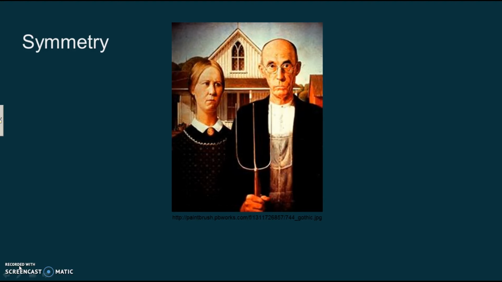For instance, this famous painting that's called American Gothic is also a great example of symmetry. Even though the two sides are not mirror images of each other, they still have equal weight and they're centered. So this is a great example of symmetry, and it's a great example of balance, which is an aspect of Gestalt because it creates harmony.